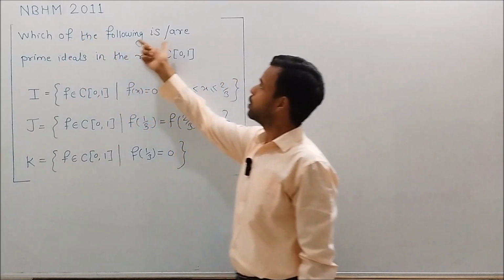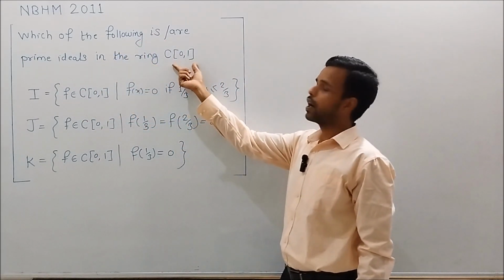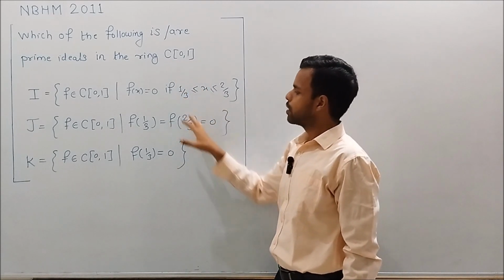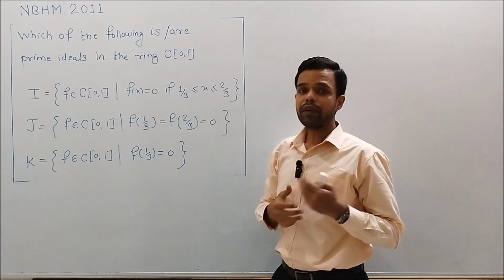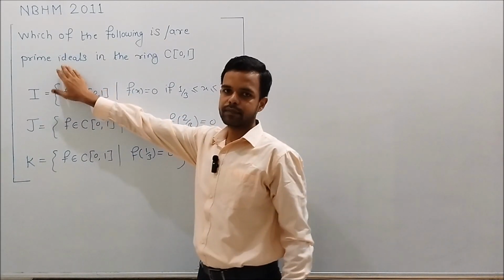The question is: which of the following is or are prime ideals in the ring of continuous functions over the closed interval [0,1]? We have been given three different ideals and we have to determine which of these ideals are prime ideals.